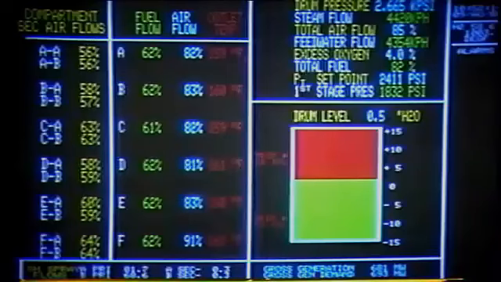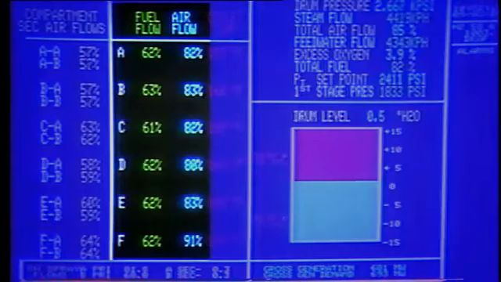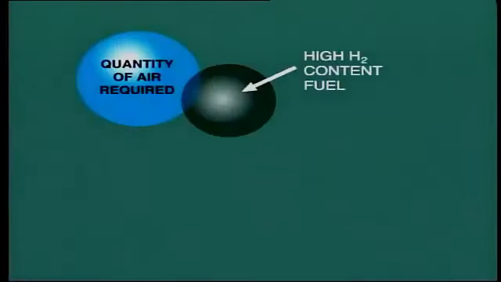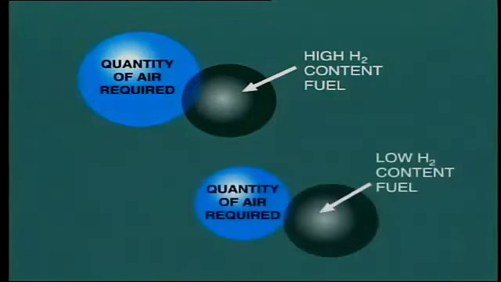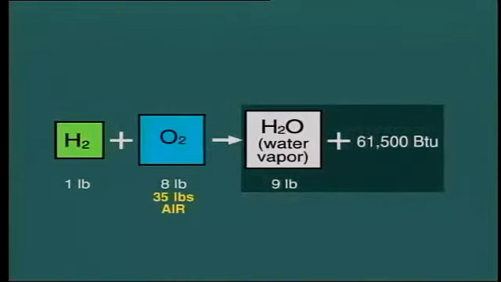One of the most important factors in efficient operation of a boiler is supplying the correct quantity of air for combustion. The optimum amount of air depends entirely upon the constituents of the fuel. For example, if a fuel contains a large amount of hydrogen, it will need a larger quantity of air than a fuel with low hydrogen content. Remember from our last segment that for each pound of hydrogen, we must provide 8 pounds of oxygen, that is 35 pounds of air, to effect complete combustion.